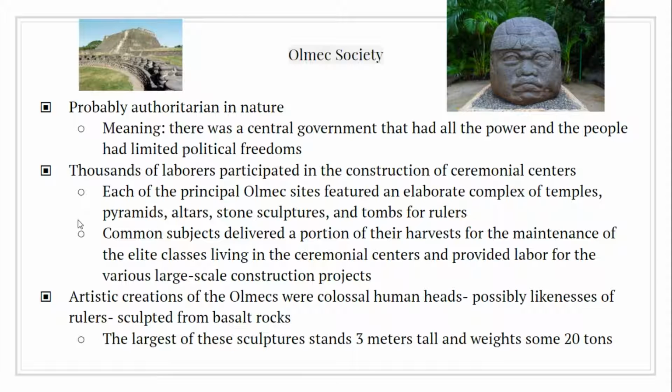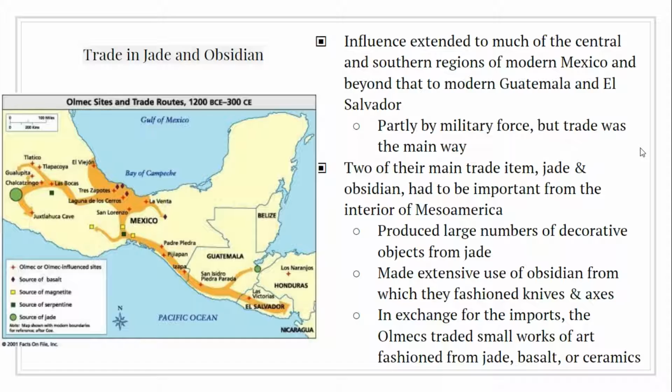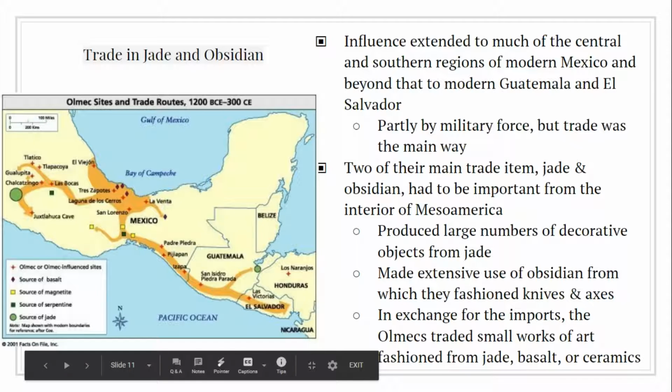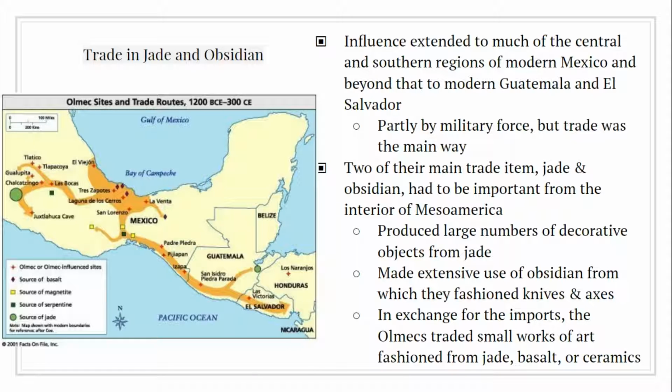The artistic creations of the Olmecs are incredibly interesting. They are these ginormous human heads, as you see right up here. And they're most likely, we don't actually 100% know, but they're most likely heads of the rulers during that time. And they were sculpted from basalt rocks in the area. So trade in jade and obsidian. And make sure you take a nice, good look at this map over here to help you out. The influence extended to much of central and southern regions of what is modern day Mexico and beyond, to modern day Guatemala and El Salvador.